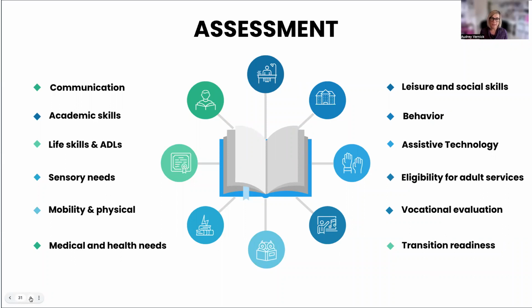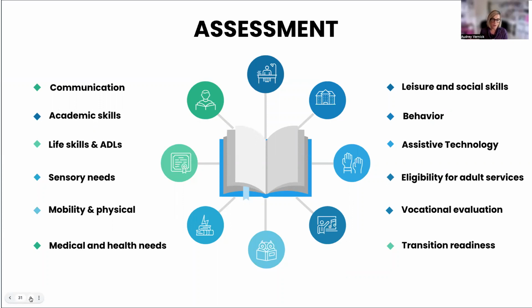The transition assessments are what we use to help develop the measurable post-secondary goals, identify the necessary transition services, and evaluate the outcomes of these services, right? So if we don't do assessment, we don't even know if the intervention that they're offering is working. At transition age, as a reminder, age-appropriate transition assessment is required annually, not every 3 years, but every year.